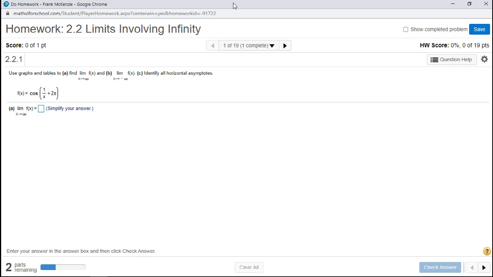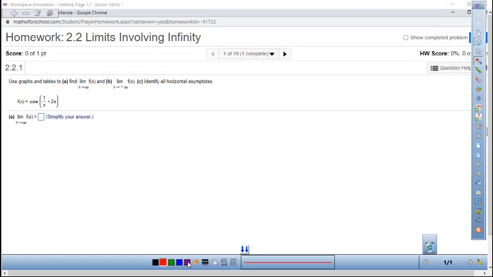So here's what I want to do. Let's actually look at this one. It says use graphs and tables to find the limit as x approaches infinity of f of x, and b, the limit as x approaches negative infinity of f of x. Identify all horizontal asymptotes. Now, I'm not going to look at the graphs. I'm just going to walk you through it.